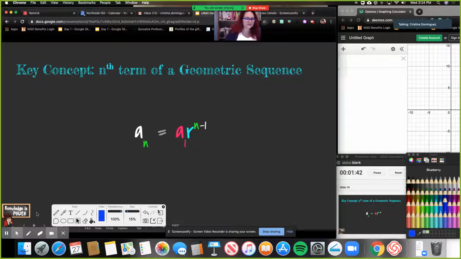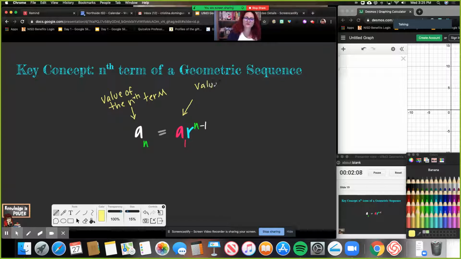So let's look at this. Right here, a to the nth power. This is basically the value of the nth term. Here is the value of the first term. So see how you have n. This is describing, right? It describes what term.